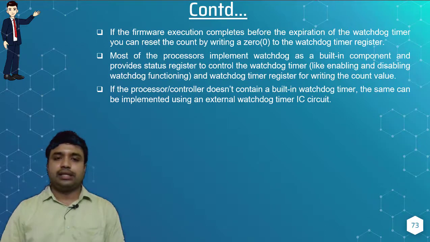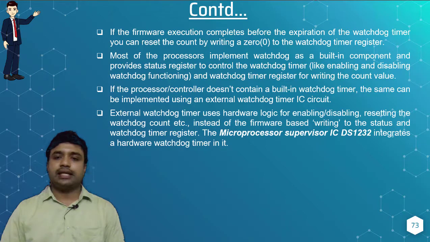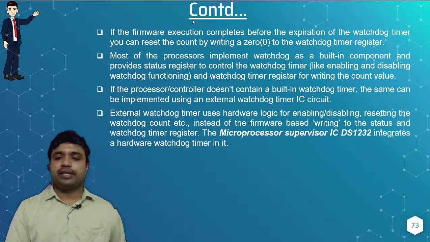Okay, and the external watchdog timer uses hardware logic for enabling and disabling. That means they are interfaced externally and they have their own control mechanism. Likewise, they have their hardware logic for enabling and disabling functionality and resetting the watchdog count, etc., instead of firmware based writing. That means the firmware exceptional thing is performed internal to the activity, and for the external interface it is not available. And the microprocessor supervisor IC, that is DS1232, is considered to be an external interface watchdog timer IC.